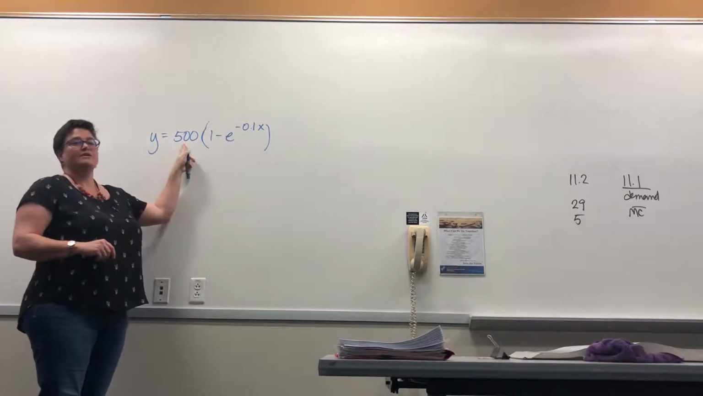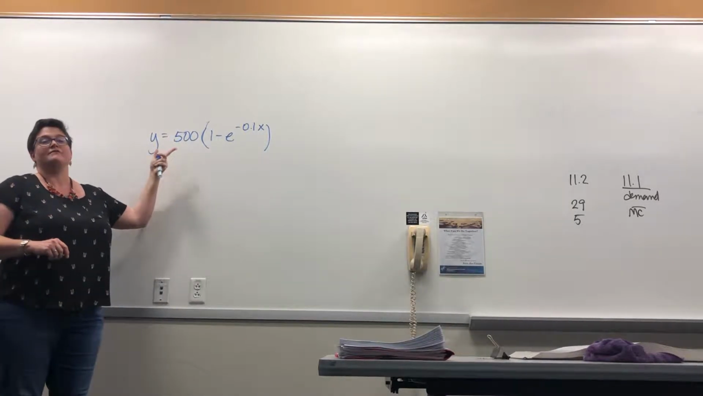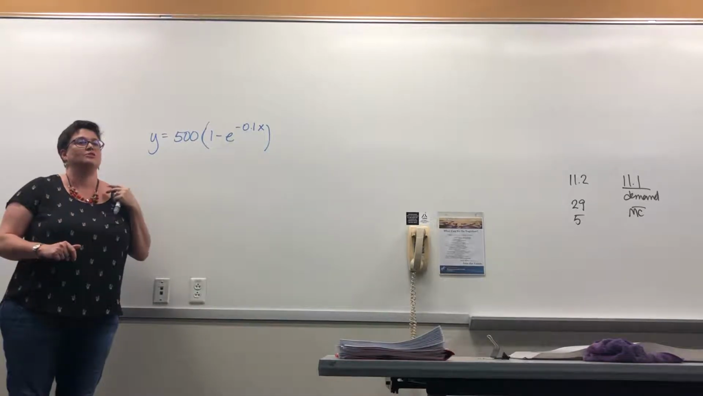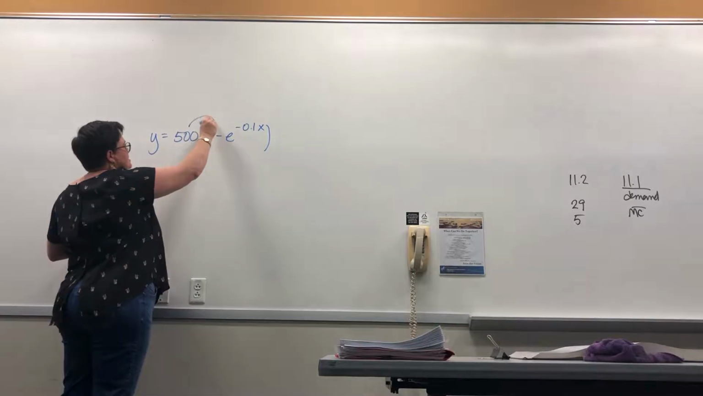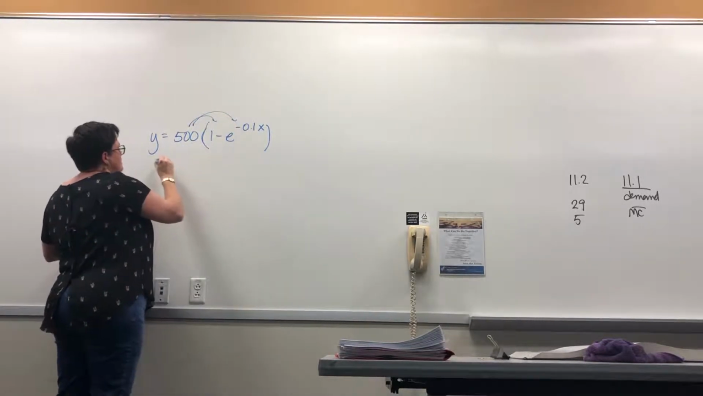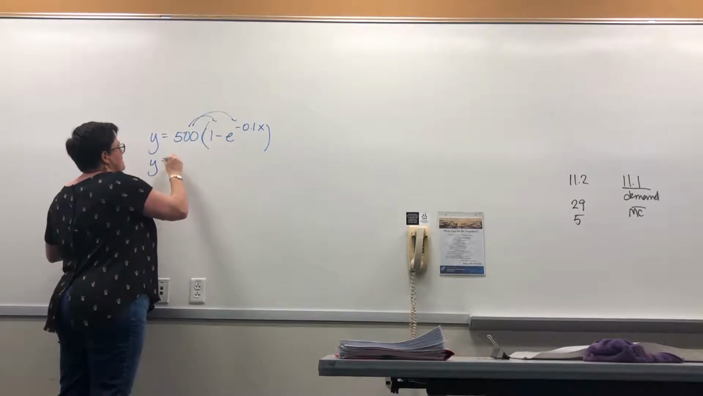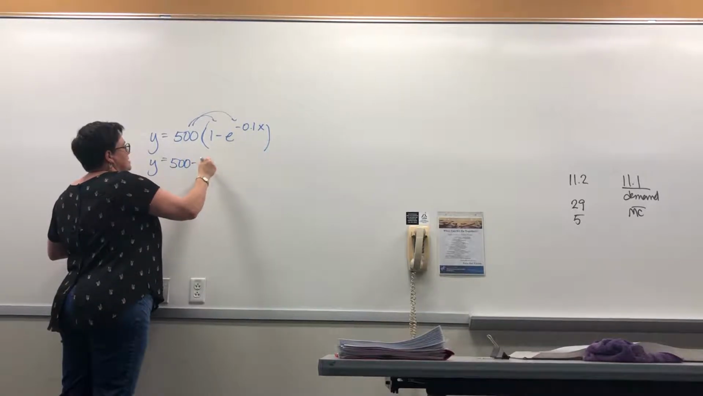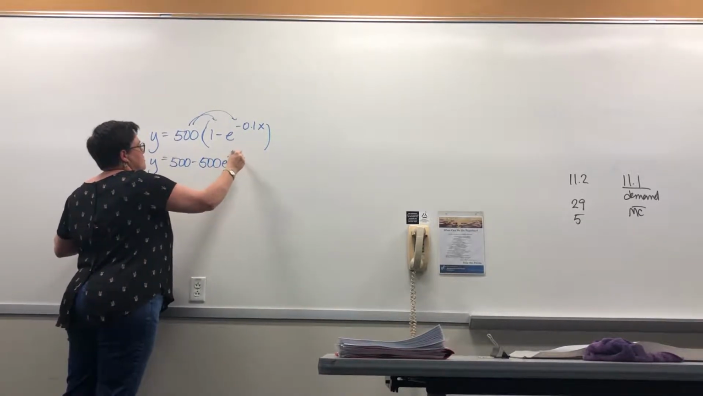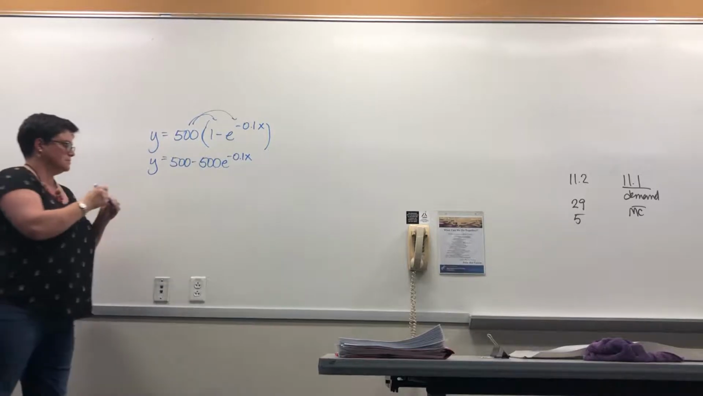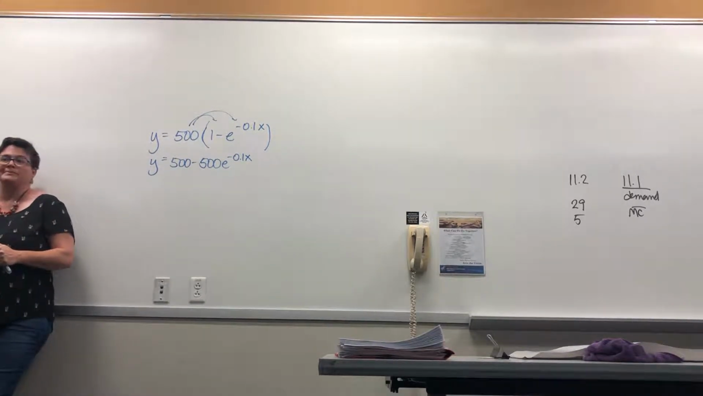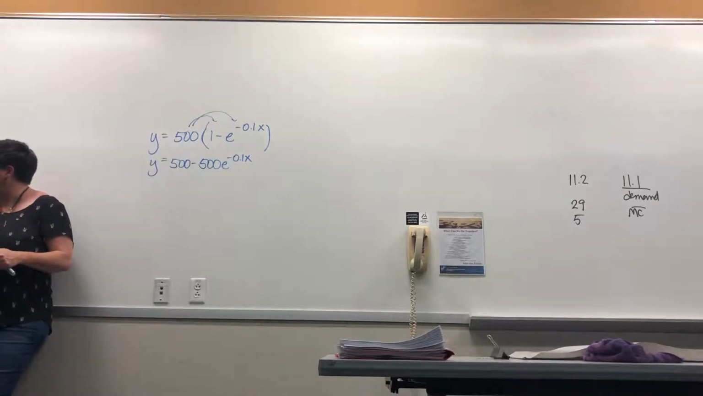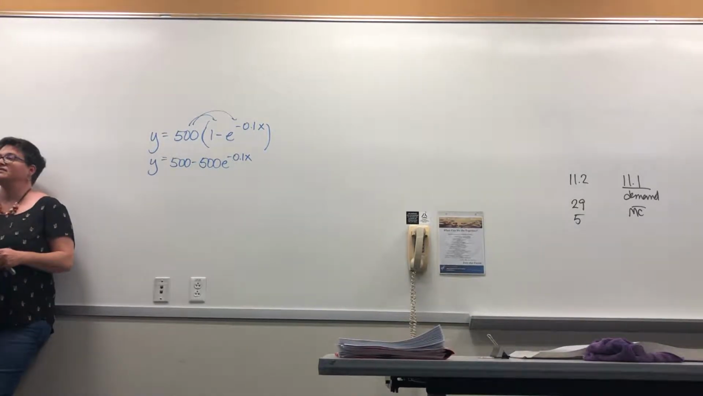What happens, I think, when you distribute is that one of your functions is just a constant, so u prime is going to go away immediately, right? So what if I just distribute this? Then I would have y equals 500 minus 500 e to the negative 0.1x. I'll let you guys stare at that for a second. That makes sense. Okay? And now it looks a lot like the stuff we did over here, doesn't it?